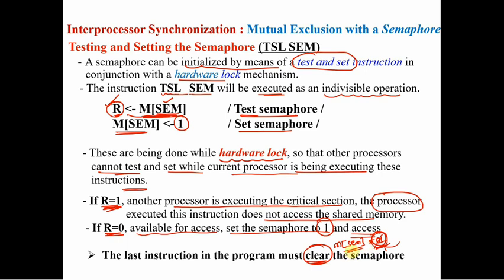This is all about how processors communicate, that is interprocessor communication, and how they synchronize the messages by using the mutual exclusion, semaphore, and critical section concepts.